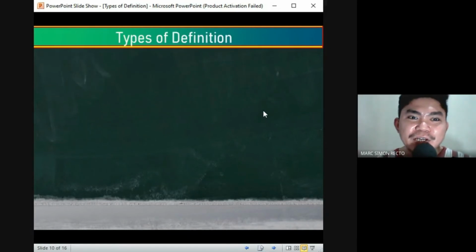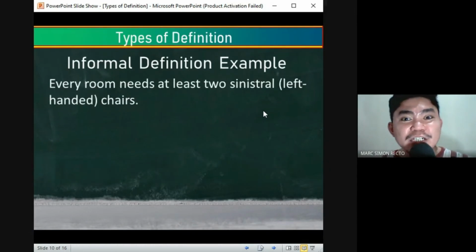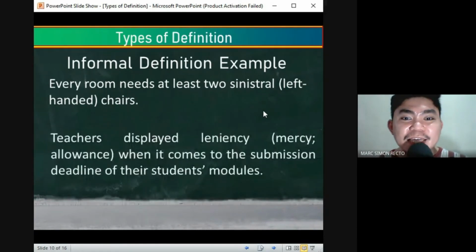We have here the informal definition example. Every room needs at least two sinistral (left-handed) chairs. We have here the meaning of the word sinistral, which is left-handed. And as you can see there, it's enclosed with parentheses, thus parenthetical definition. It makes it easier for one to define and understand the word because the definition itself is together with the word it is defining. Now, I have here another example. Teachers displayed leniency (mercy and/or allowance) when it comes to the submission deadline of their students' modules. The meaning of leniency is there already.